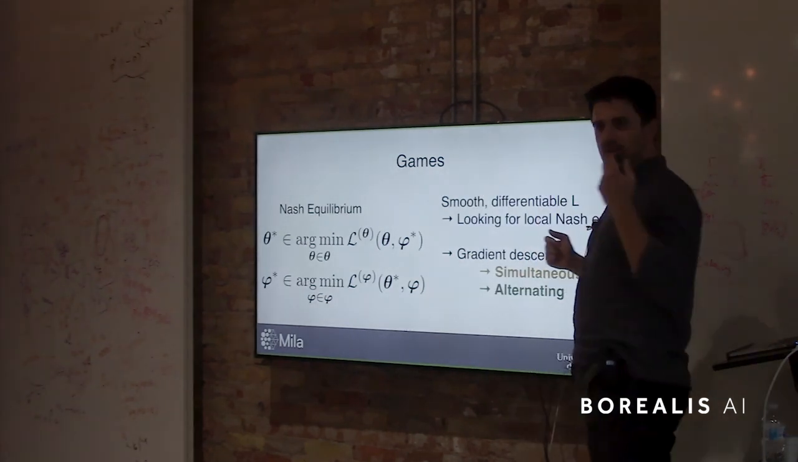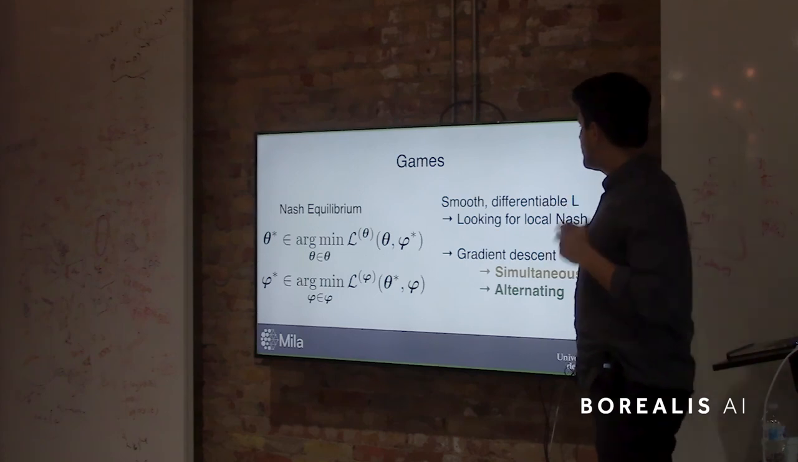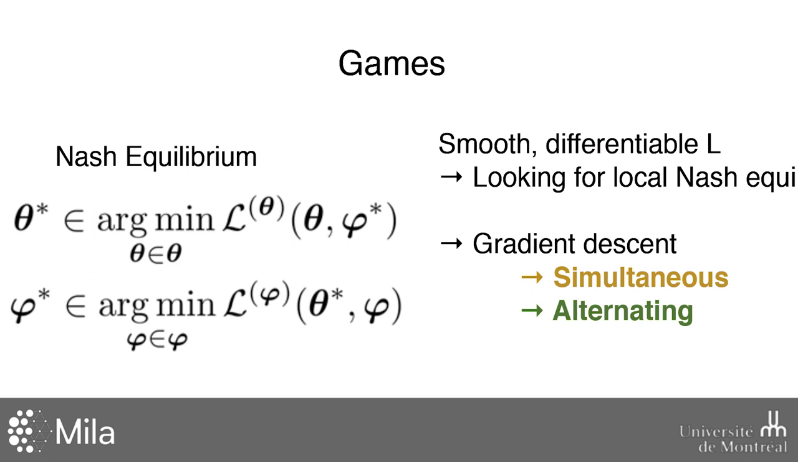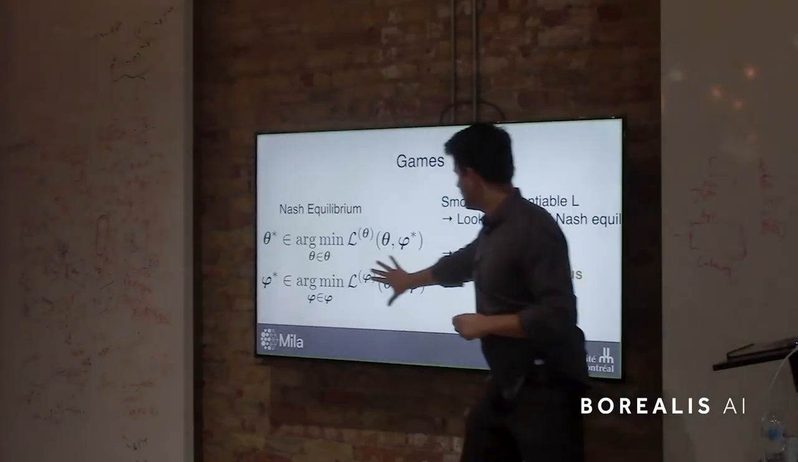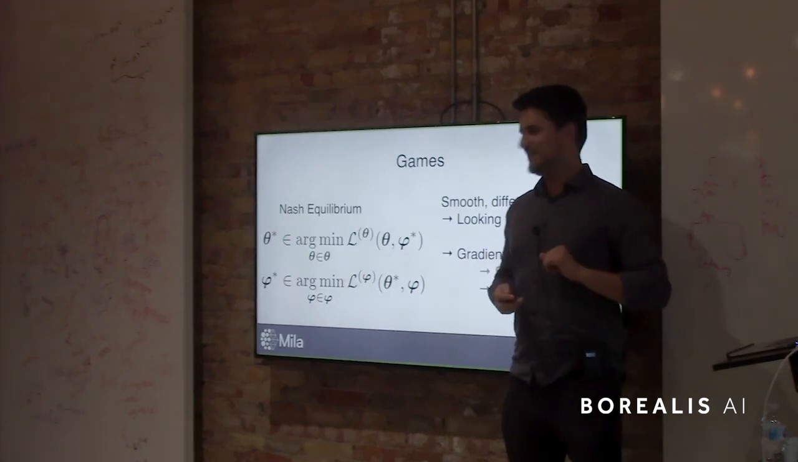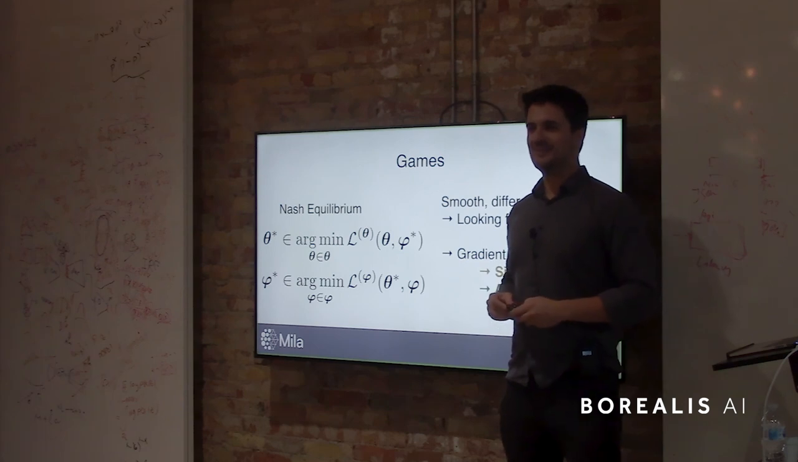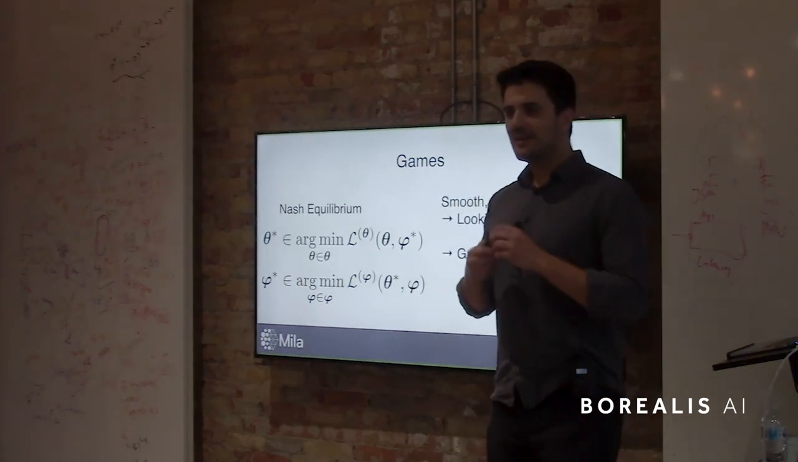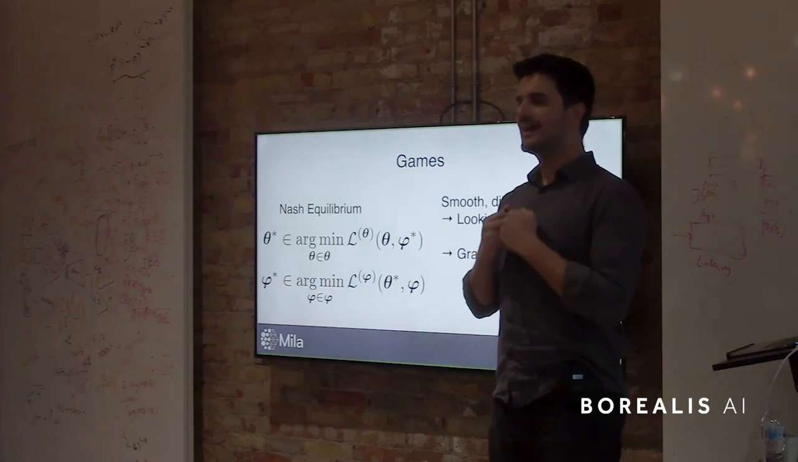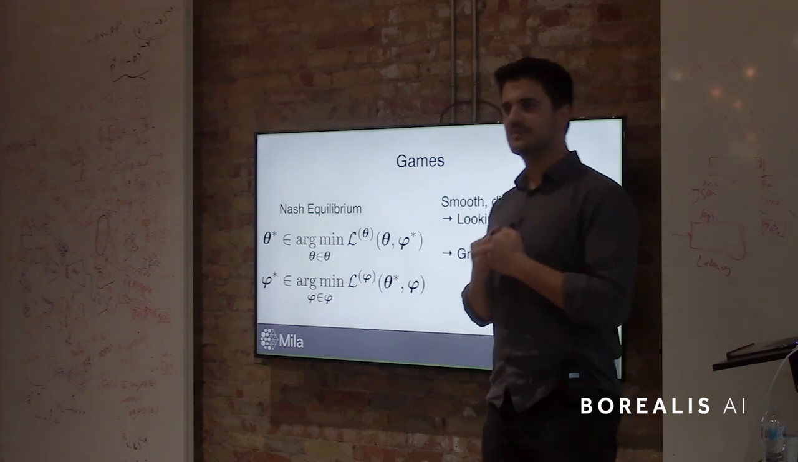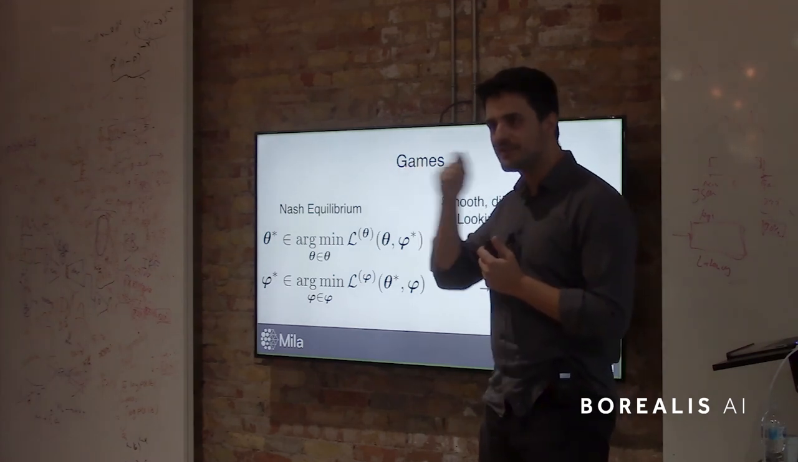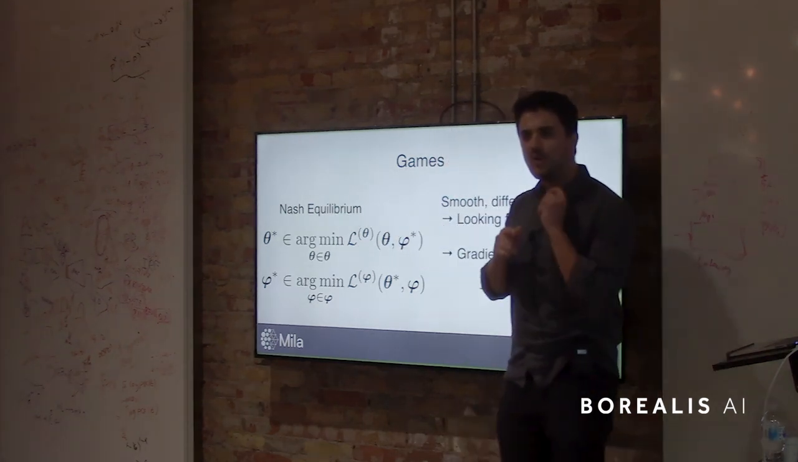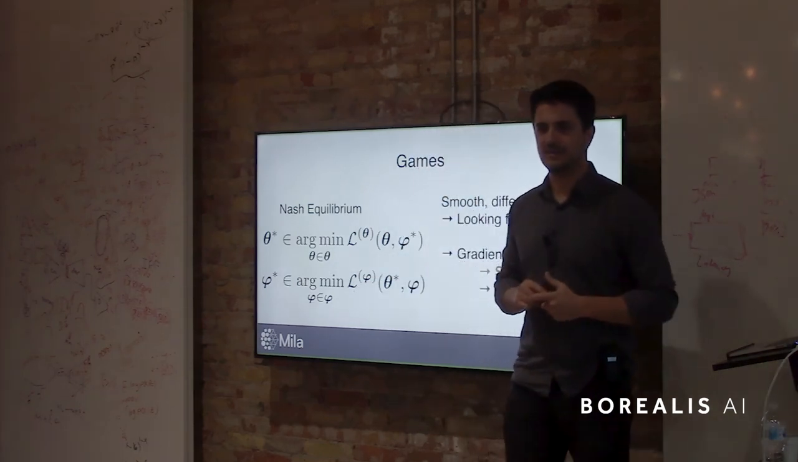But the main commonality with before is that when those objective functions are smooth and differentiable, the goal is that we're looking for local Nash equilibria. Sorry about that, I forgot to define the Nash equilibrium. Let me take a step back. What is a Nash equilibrium? It's the solution to a game. For people who are not aware of it, it's a set of theta values and phi values, theta star and phi star, starting from which no player can unilaterally improve their position. So if I start from theta star, phi star, and I'm only changing theta, I cannot improve the situation for this player. Or if I'm only changing phi, I cannot improve the situation for this player. That is the Nash equilibrium.